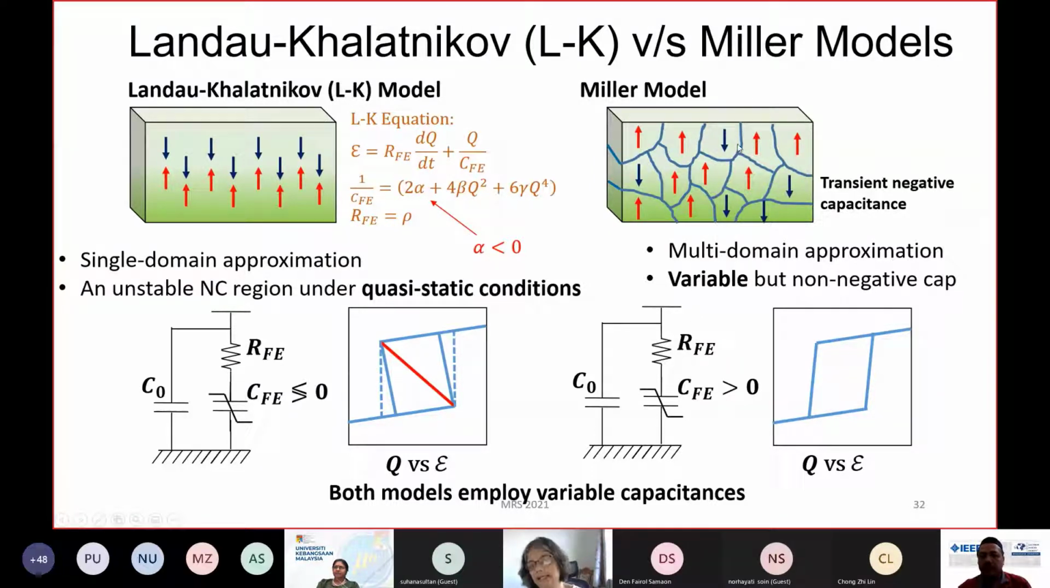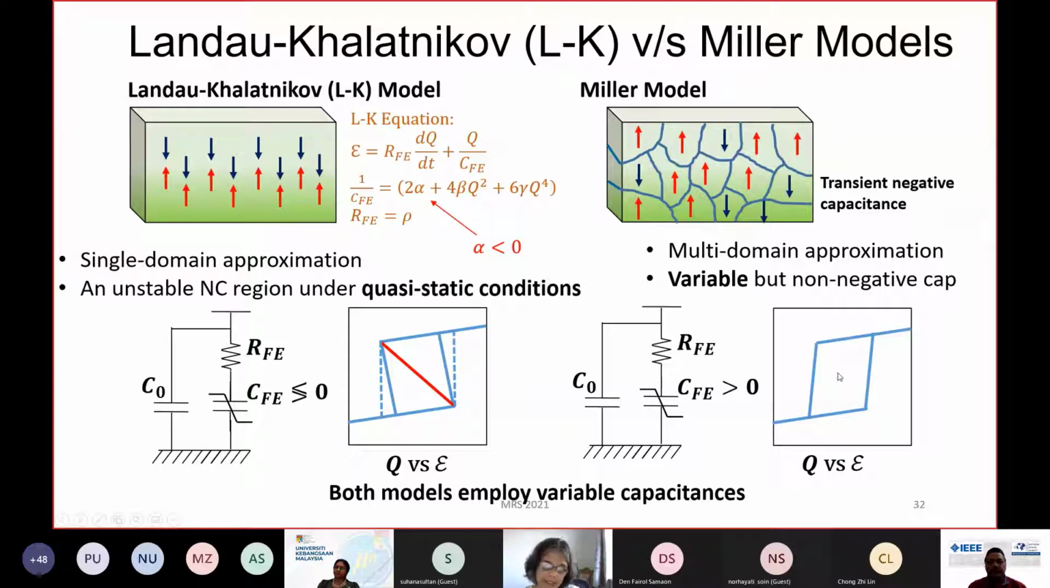But in the early 90s, we had another model of a ferroelectric called the Miller model. That assumes that inside the ferroelectric are multiple domains, and these take a certain amount of time to switch. They don't need any negative capacitance effect.